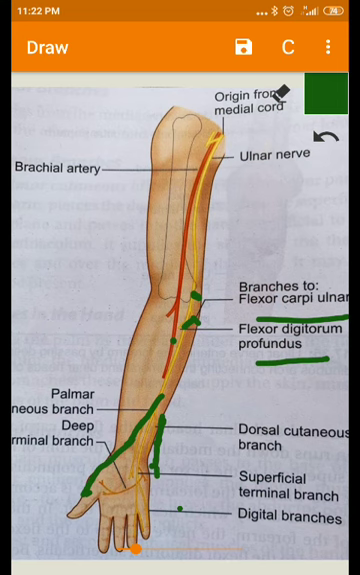where it supplies the 1.5 fingers by giving 3 digital branches. So one medial branch goes to the medial side of the little finger, and another branch again divides into two digital branches supplying the lateral side of the little finger and the medial side of the ring finger. This is about the nerve supply in the forearm. Okay, and the nerve supply in the hand we will see in the next video. Okay.